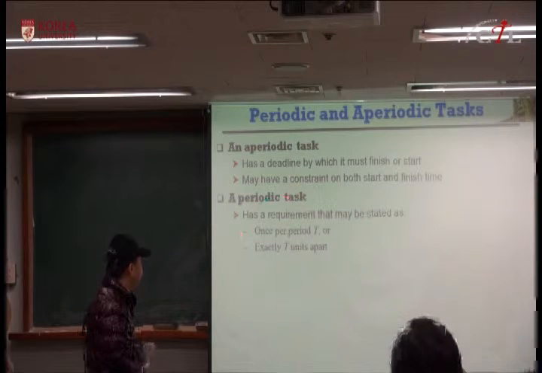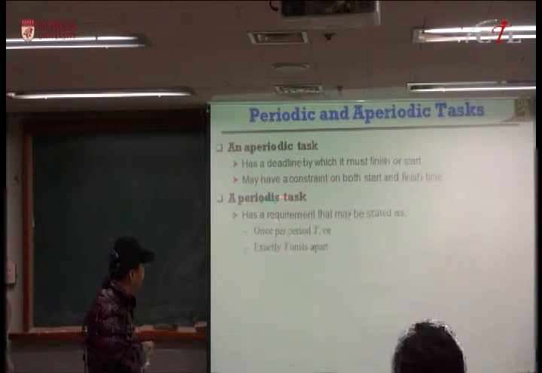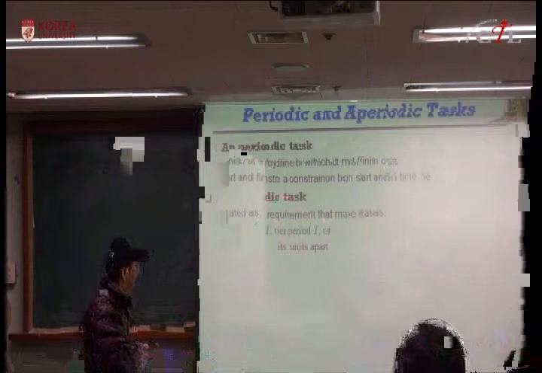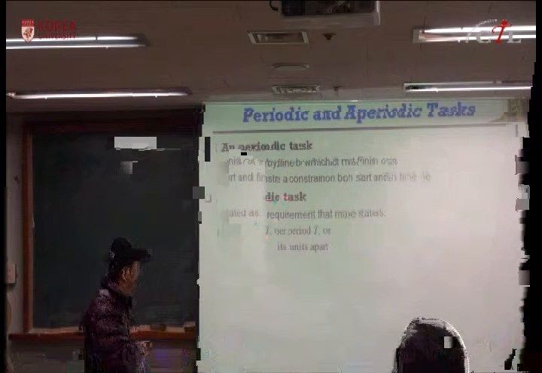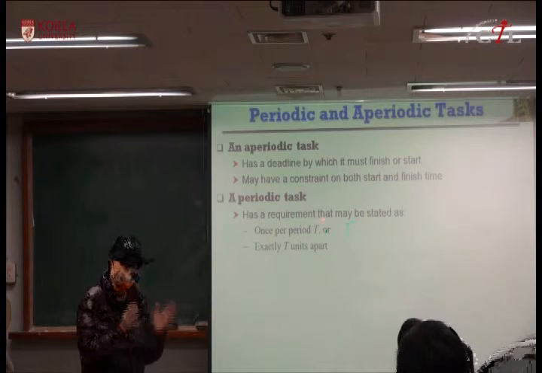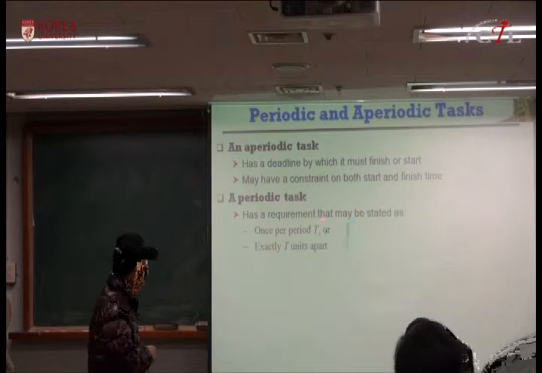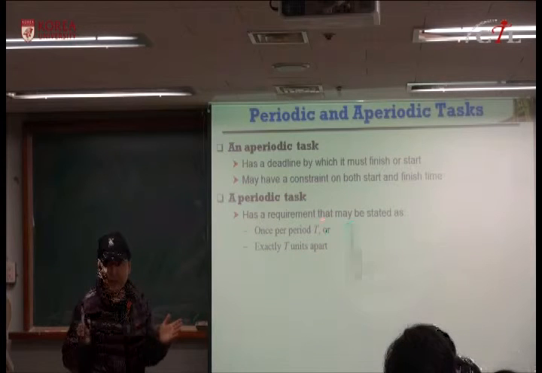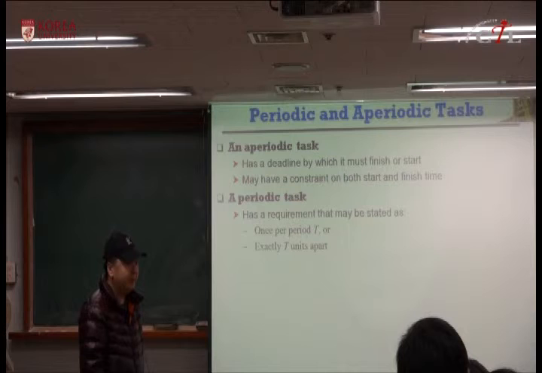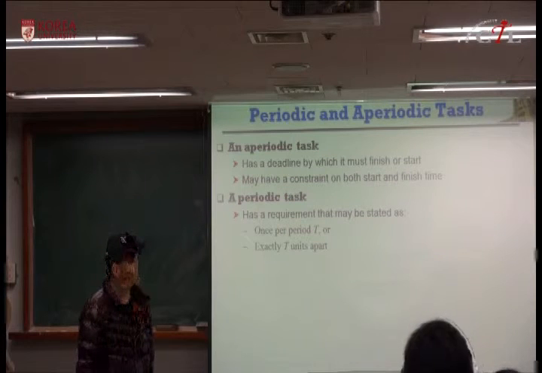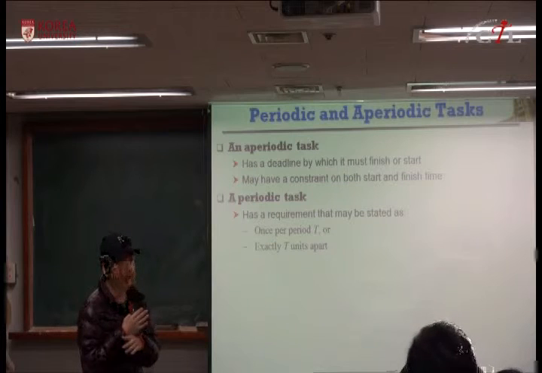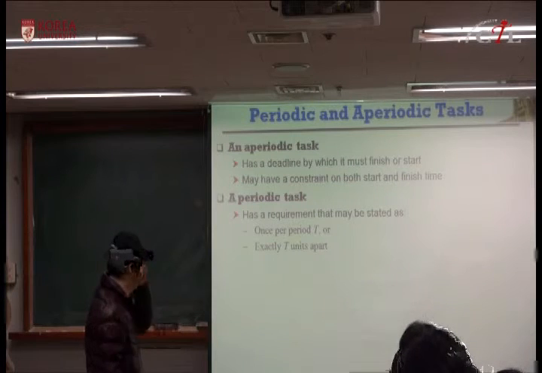And this is called an aperiodic task. A periodic task means this kind of periodic real-time task has a requirement that can be stated as once every period T, they should do something, right? Or exactly T time units apart, they have to produce something. Then these are called periodic real-time tasks. Okay, so we can classify into two dimensions: hard real-time versus soft real-time, and periodic versus aperiodic tasks.